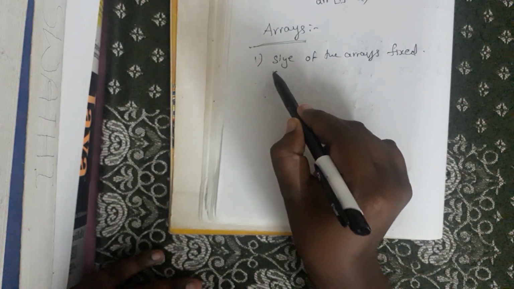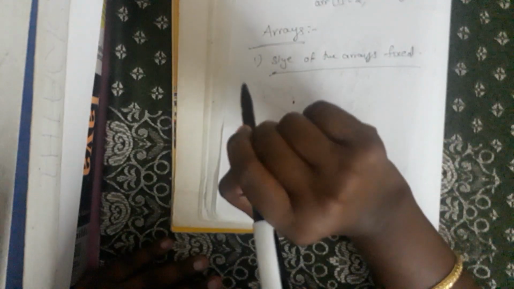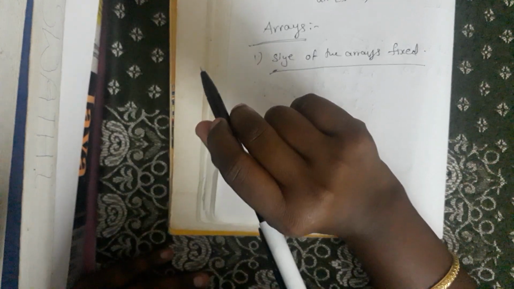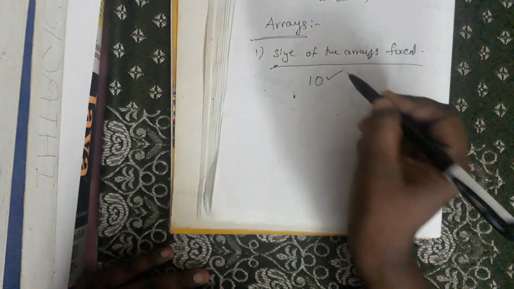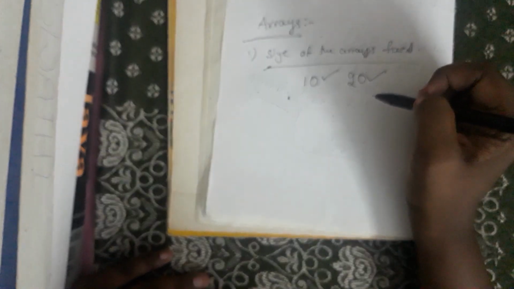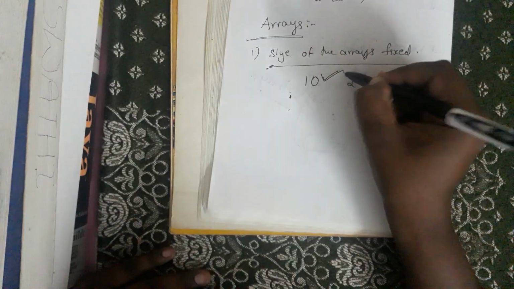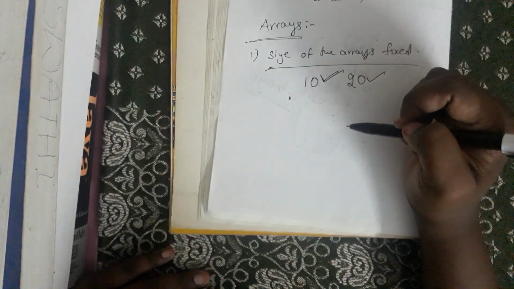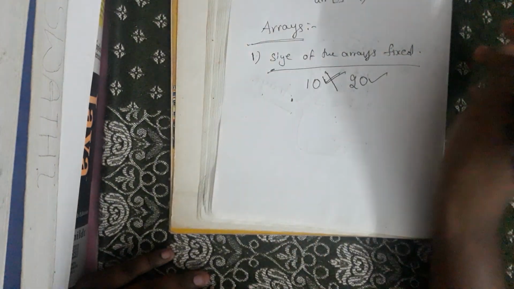So what is the drawback of arrays? The drawback of arrays is that the size of the array is fixed. While declaring the array, if I declared an array of 10 elements, then I can only store 10 elements into that array. If I declared an array of 20 elements, then I can store only 20 elements into that array. The size of the array is fixed. Assume I have declared an array of 10 elements and I want to add an 11th element into the array. Is it possible to do that using the arrays concept? It is not possible, right? This is the main drawback of using arrays.